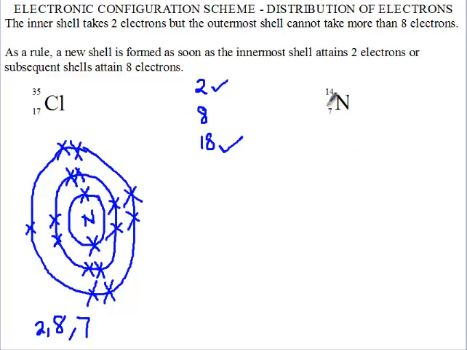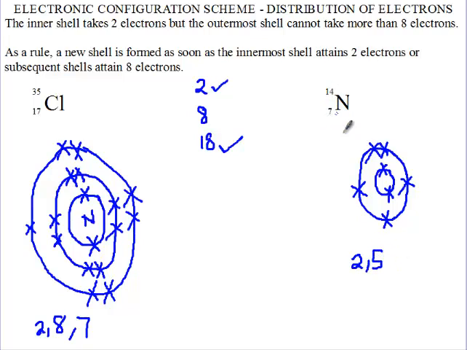Now let's look at nitrogen. Nitrogen has atomic number 7. So that means there are 7 electrons, 7 protons. The first shell is going to take 2. 1, 2. That means we have 5 left. All the 5 can go on to the next shell because they are not up to 8. And this is the electronic configuration of nitrogen, which has atomic number 7.